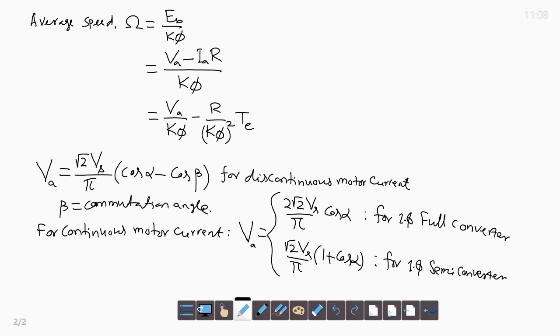So, these equations follow. Using Va as a function of alpha as given in these equations and the speed torque relationship, we can obtain the speed torque characteristics for different values of alpha. Let us draw that. We will draw the torque speed characteristics of the separately excited DC motor. This is the torque axis, and the vertical axis is the speed axis.